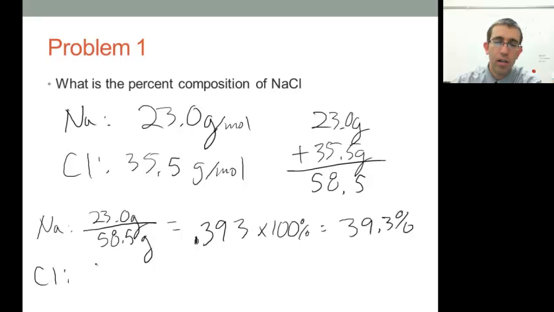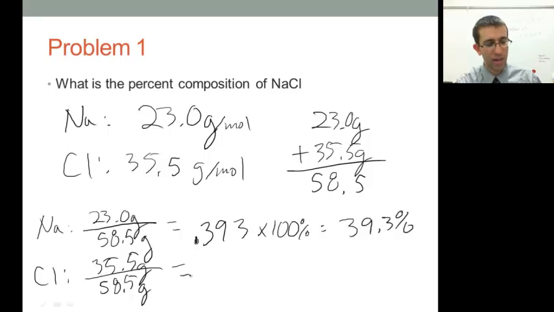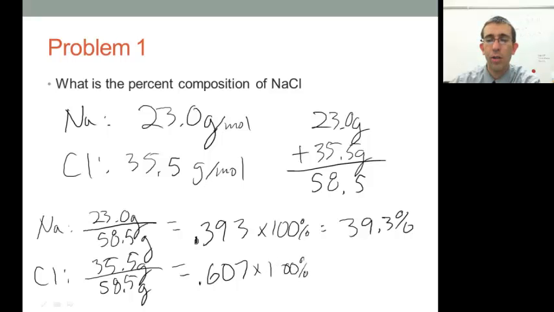So let's do chlorine now. 35.5 grams of this came from chlorine. We're going to divide by the total again, the total mass of sodium chloride. So in our calculator, 35.5 divided by 58.5, and my calculator tells me 0.607. I'm going to multiply that by 100%, and I get 60.7%. Alright, this is the percent by mass of chlorine. So your percent composition of chlorine, or percent by mass, is 60.7.